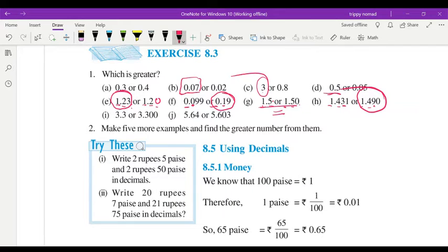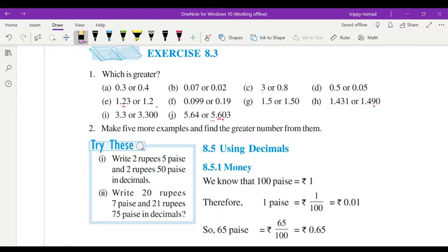3.3, 3.300. Nothing is written, so that means 0. These are also equal. 5.5, 5.6. This is also 6. This is 4 and this one is 0. That means this number will be greater. So there is another way also I taught, and by number line also I taught. I hope you understood this exercise, children. So will you do 8.3 in your notebook? I hope you will do.